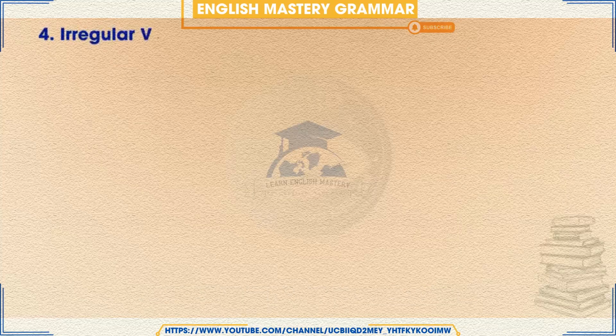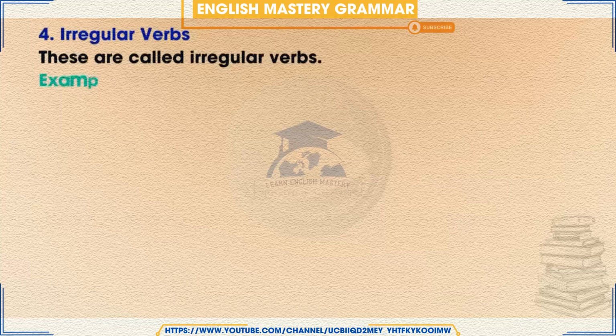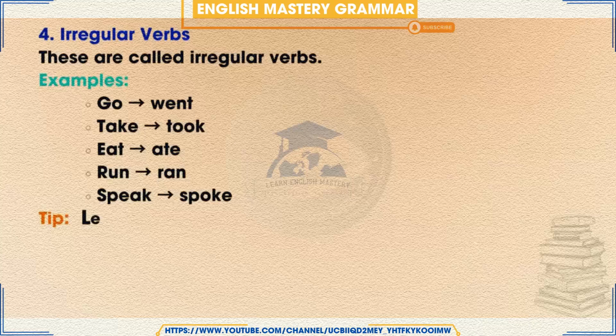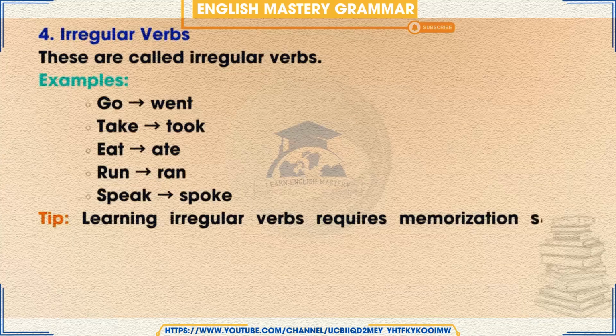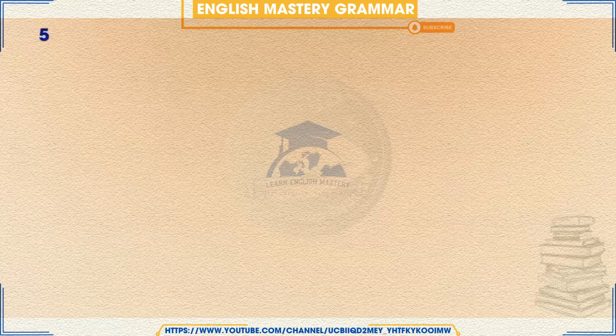These are called irregular verbs. Examples: go, went; take, took; eat, ate; run, ran; speak, spoke. Tip: learning irregular verbs requires memorization since there is no set pattern.